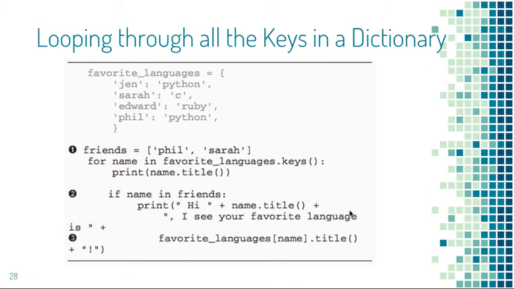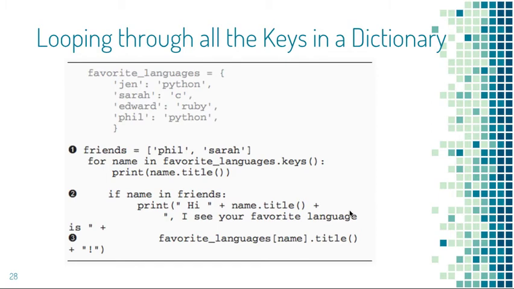You can access the value associated with any key you care about inside the loop by using the current key. Let's print a message to a couple of friends about the languages they chose. We'll loop through the names in the dictionary as we did previously, but when the name matches one of our friends, we'll display a message about their favorite language.